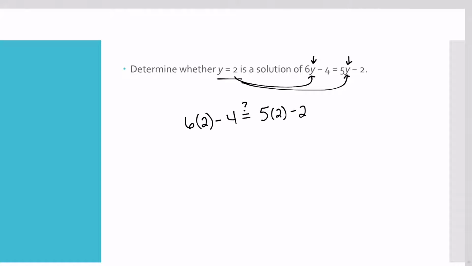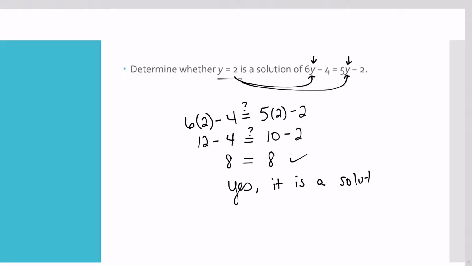So 6 times 2 is 12. Again, I'm not sure yet, so I'm going to put the question mark there. 5 times 2 is 10. 12 minus 4 is 8. Is that equal to 8? Yes. So you would say yes, it is a solution.